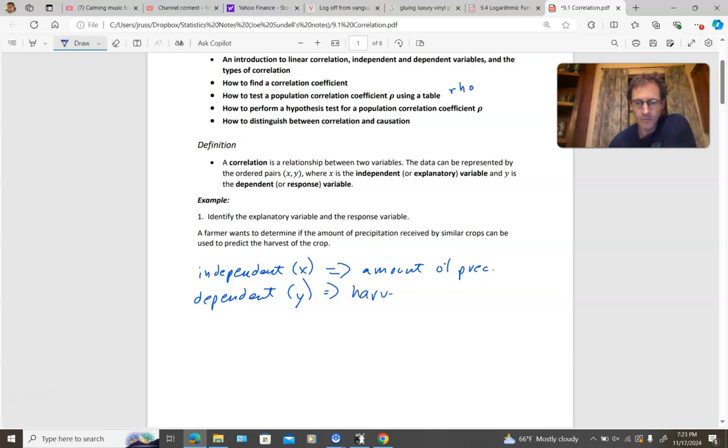And typically you would be measuring these things. So these are typically numerical values, guys. So you would have a specific amount of precipitation, it could be in inches of rain, and then you would have some sort of unit in which you measure the actual outcome of the harvest. Okay, it can be in bushels of whatever, corn, wheat, whatever crop it is that you're measuring. Okay. All right.